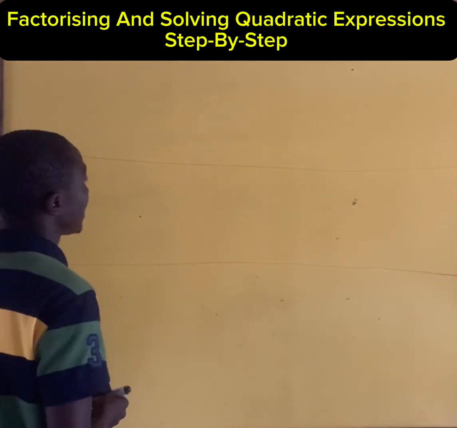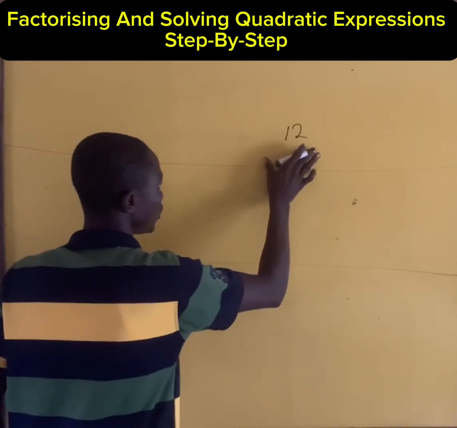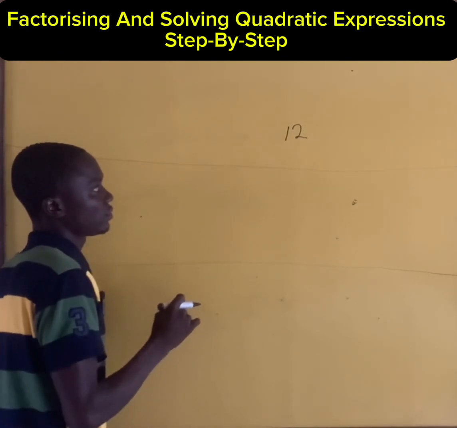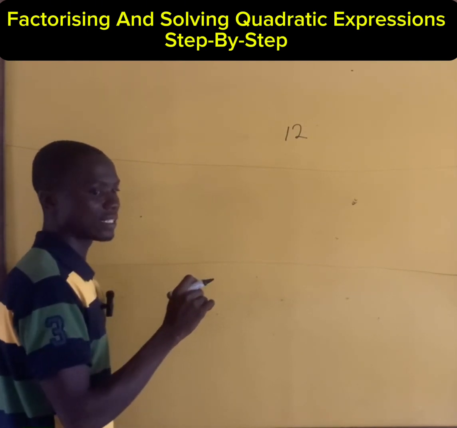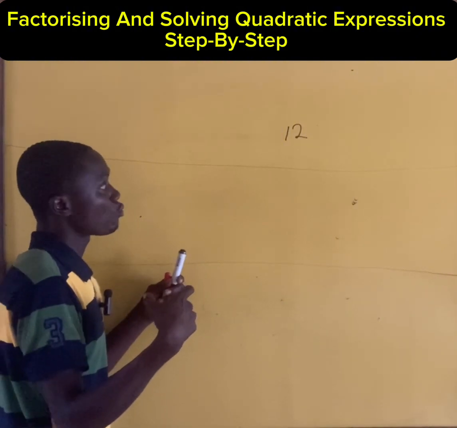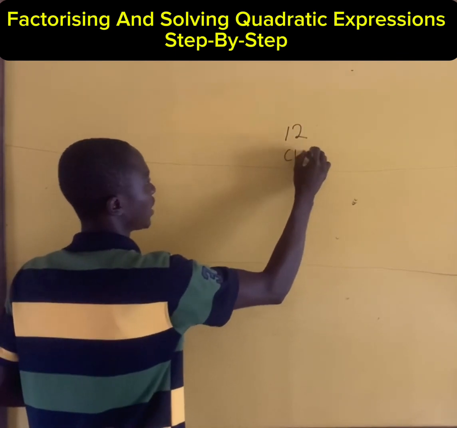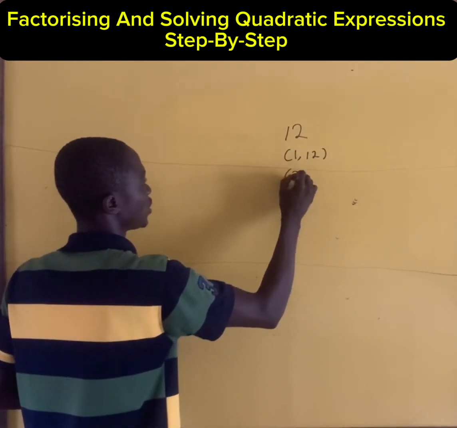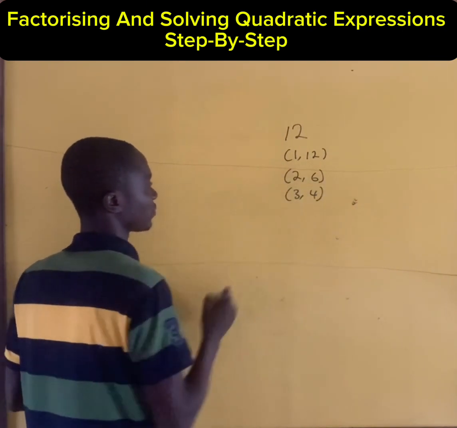Now, let's take positive 12. You see that for positive 12, we have factors of positive 12, that is pairs of numbers that will multiply to give us positive 12. That is, we have positive 1 and 12. We have positive 2 and 6. We have positive 3 and 4.